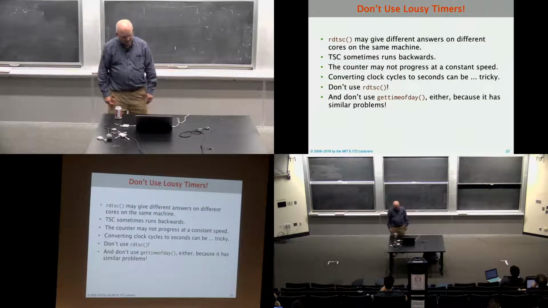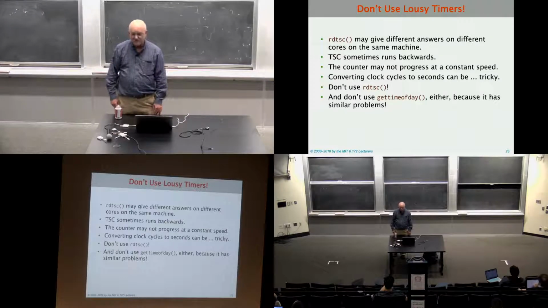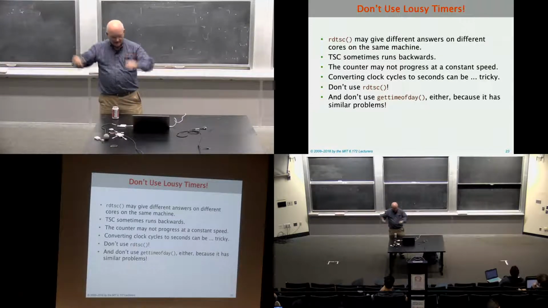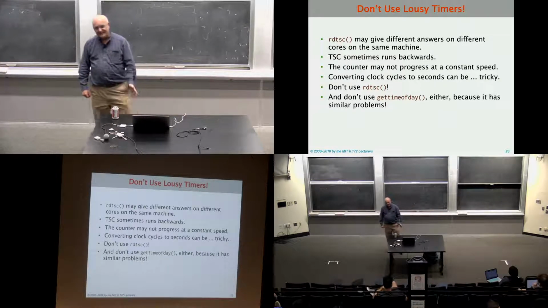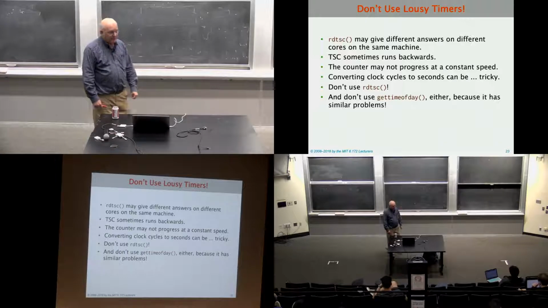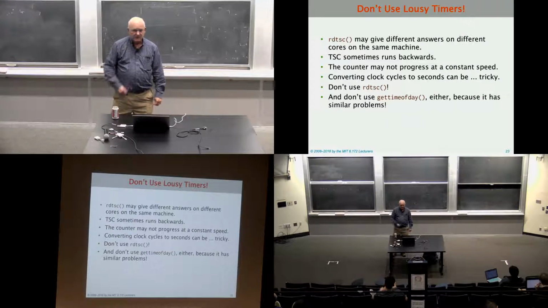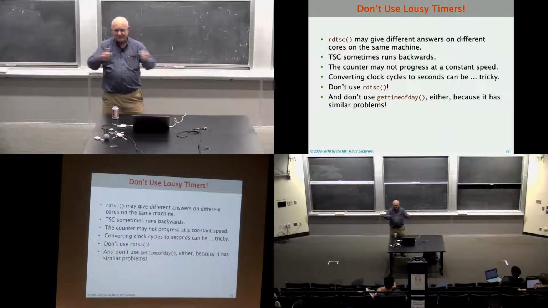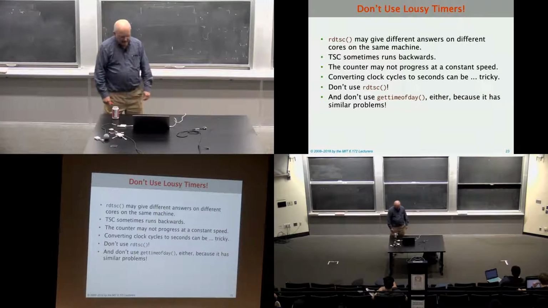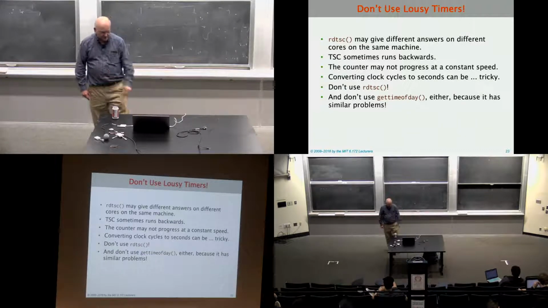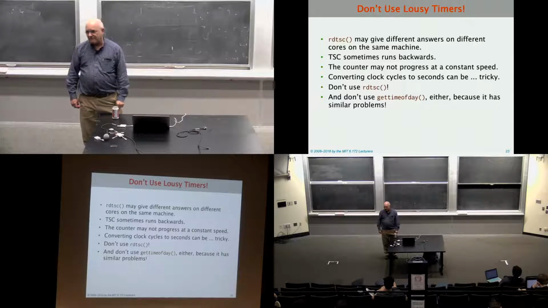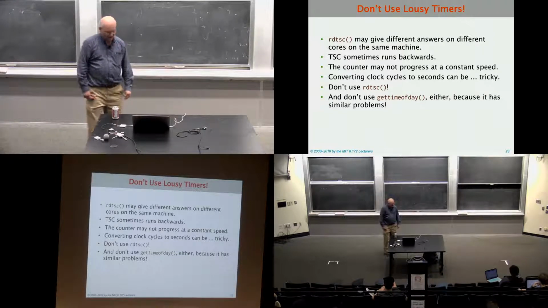Well, one thing is that RDTSC may give different answers on different cores on the same machine. The cycle counter is on a processor-by-processor basis. Sometimes the TSC runs backwards, as I mentioned. Also, the counter may not progress at a constant speed. The system is possibly slowing and speeding up the counters, and converting clock cycles to seconds can be very tricky. So I recommend you stay away from this faster timer.